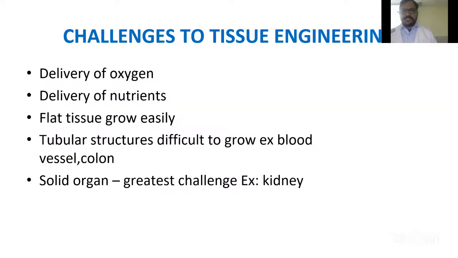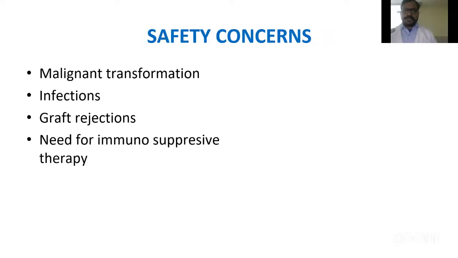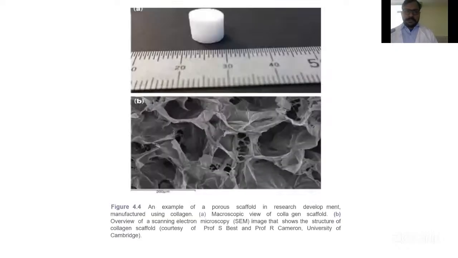Challenges to tissue engineering: delivery of oxygen, delivery of nutrients. Flat tissues grow easily, while tubular structures are difficult to grow, for example blood vessels and colon. Solid organs are the greatest challenge, for example kidney. Safety concerns regarding tissue engineering are malignant transformation, infection, graft rejection, and need for immunosuppressive therapy. This is an example of a porous scaffold in research and development. A is a macroscopic view of a collagen scaffold and B is a microscopic view showing the structure of the collagen scaffold.